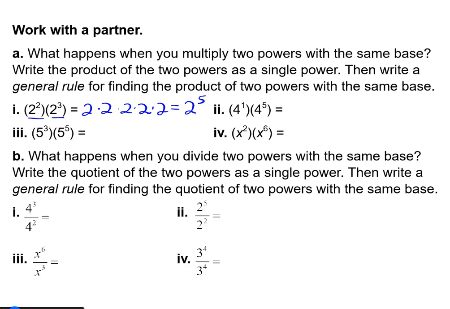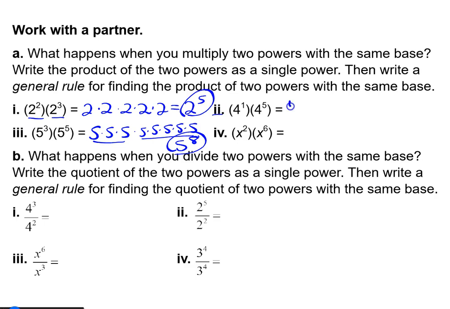When we have 5 to the third times 5 to the fifth, we have 5 to the third, that's this part, and then we have times 5 to the fifth. We have 8 5s, so that's 5 to the 8th power.